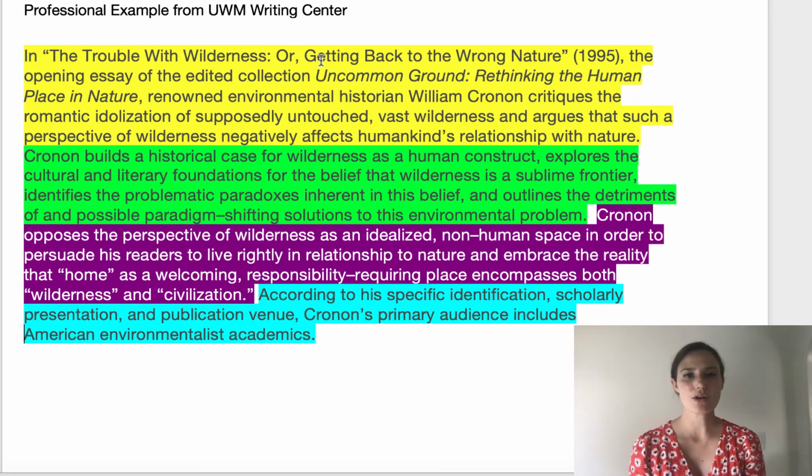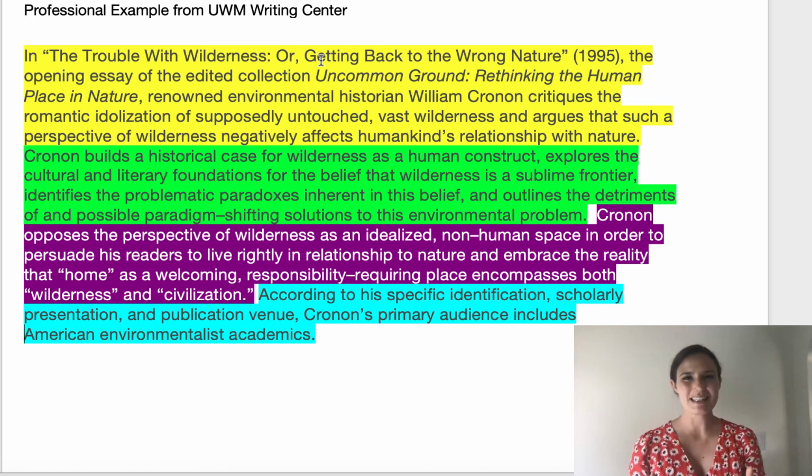Cronon builds a historical case for wilderness as a human construct, explores the cultural and literary foundations for the belief that wilderness is a sublime frontier, identifies the problematic paradoxes inherent in this belief, and outlines the detriments of and possible paradigm-shifting solutions to this environmental problem.